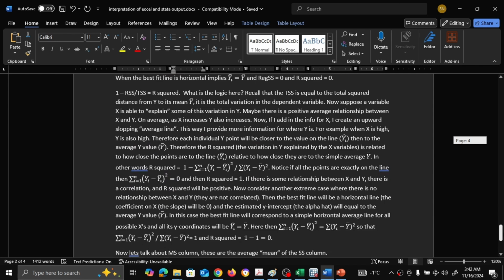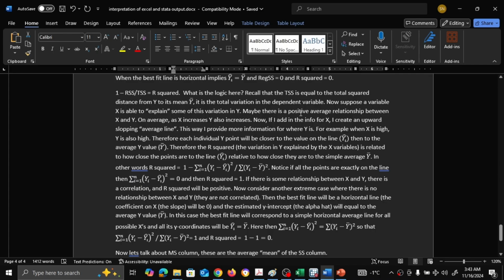And what is the logic here? Recall that the TSS is equal to the total squared distance from y to its mean, y bar. It is the total variation in the dependent variable. This is just pure variation without taking into account any x variable, okay? Now suppose the variable x is able to explain some of this variation in y. So this is the total variation.